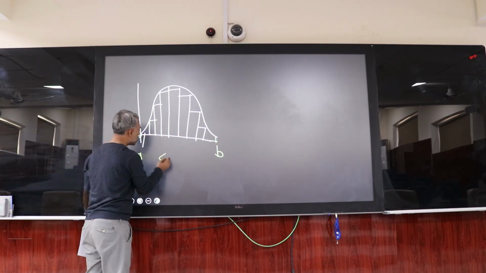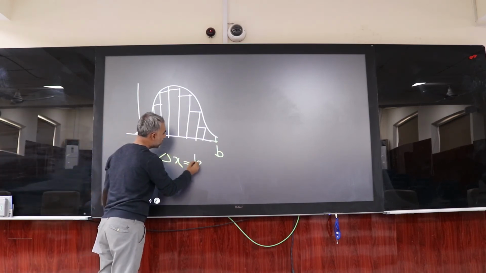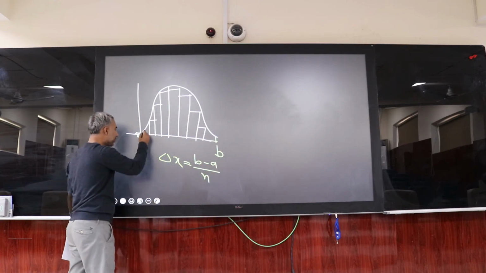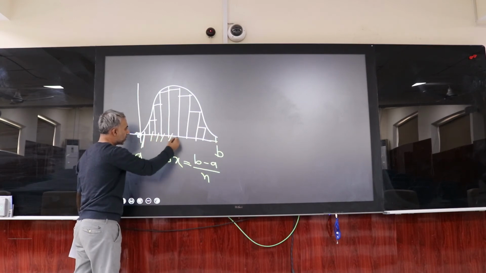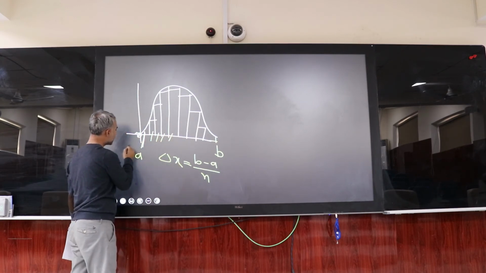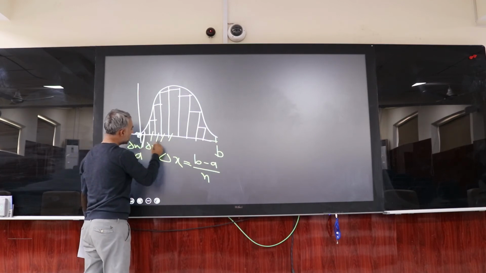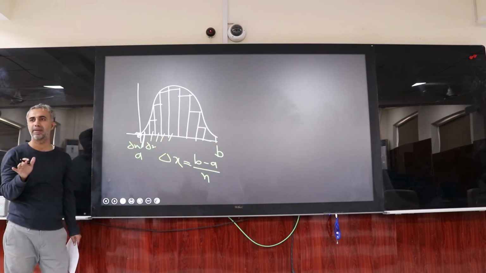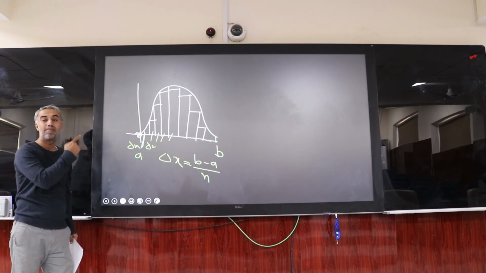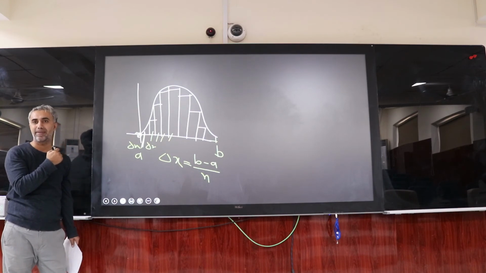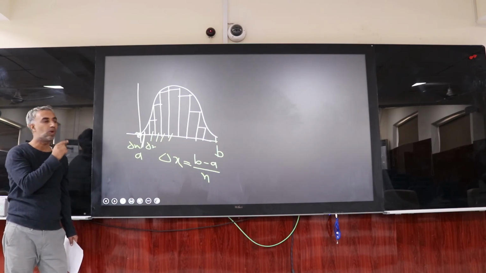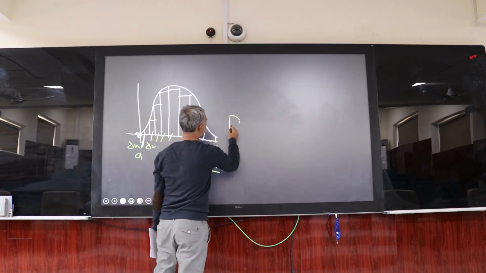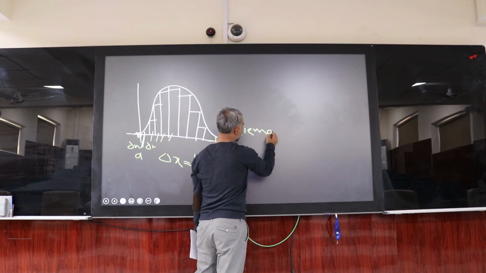So the change is basically B minus A over n. Each represents this small change, whatever delta x. Each is of the same length. The base of each rectangle is of the same length, but the height of each rectangle is different. So according to the integral formula, the Riemann integral, we need to determine the area under the curve.